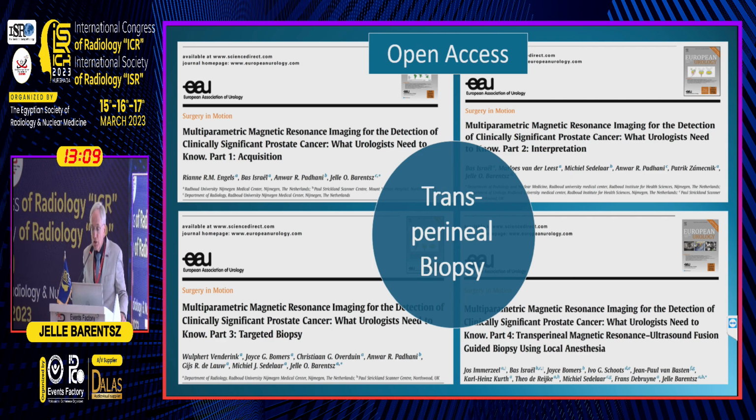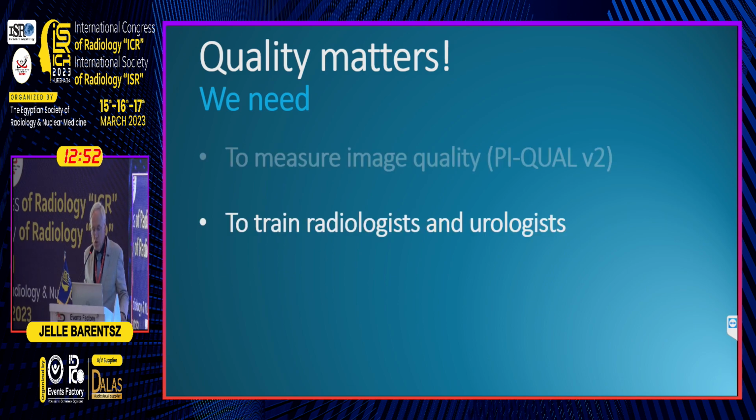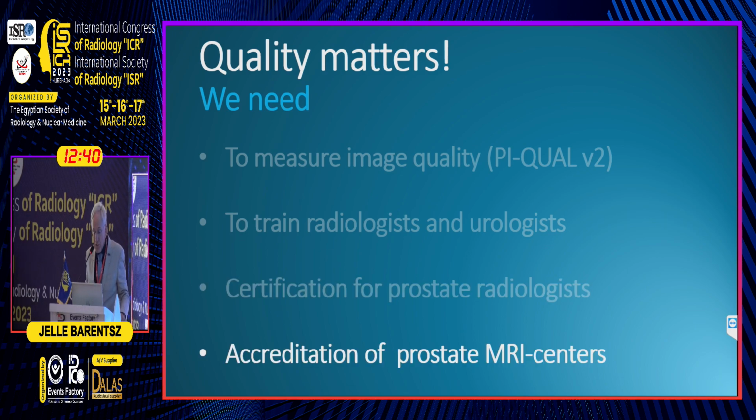What urologists need to know about MRI. So, quality matters. First of all, we need to measure image quality. How good is your examination that you're looking at? Usually we don't do that, but this is important. Second, we need to train urologists and radiologists. We need to certify prostate radiologists, and we need to certify persons who are doing the biopsy. And we have to have accreditation for the centers. This is important, and this is going to happen in the next few years, I hope.